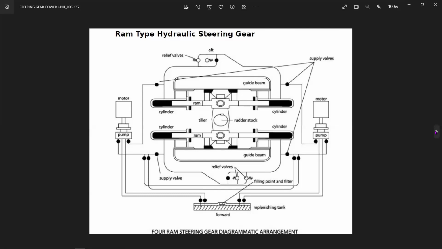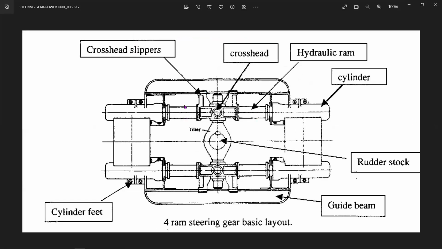The rules say that either both the systems need to be working together or independently operated, as a main and auxiliary steering gear. So again, one more photograph of it. Here, before going any further, we will discuss these connections, that is, what the connection of the ram to the rudder stock looks like, okay.